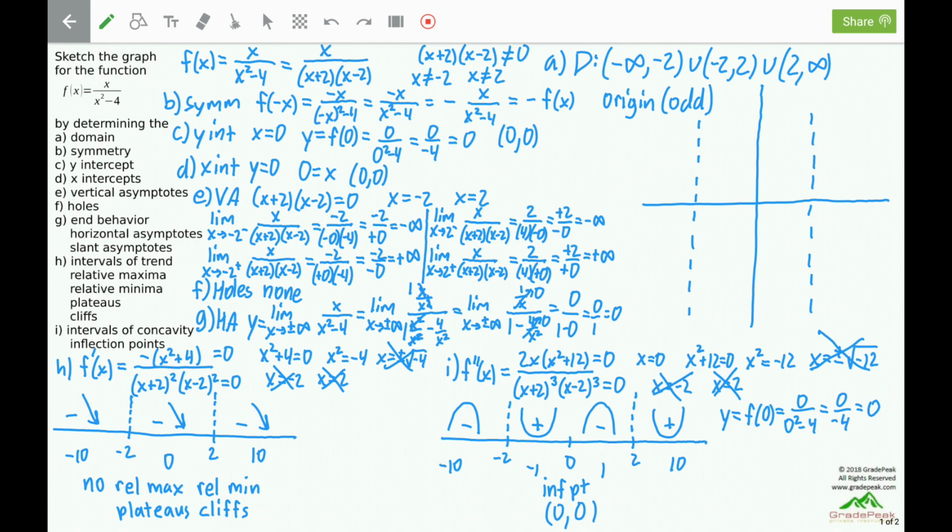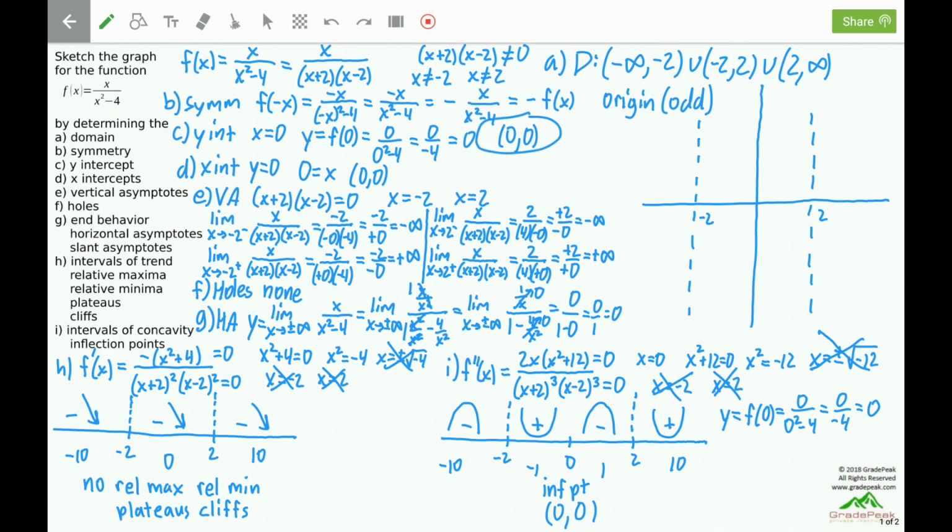So we can label these. This one is a negative 2, and this one is a positive 2. We found that we will have origin or odd symmetry. This means the graph will be its own mirror image over the y-axis followed by the x-axis. We'll be sure that that is the case.